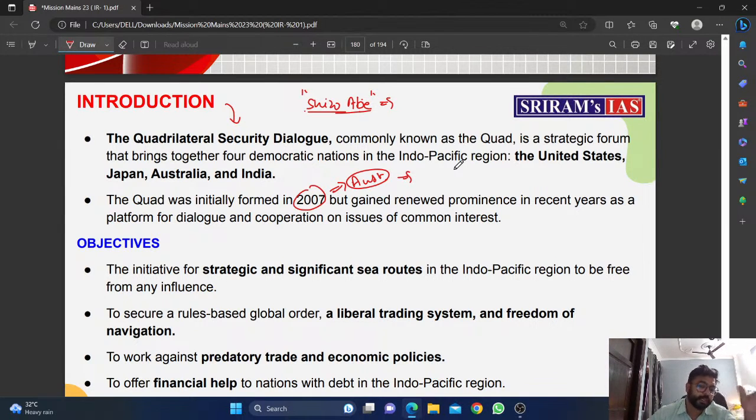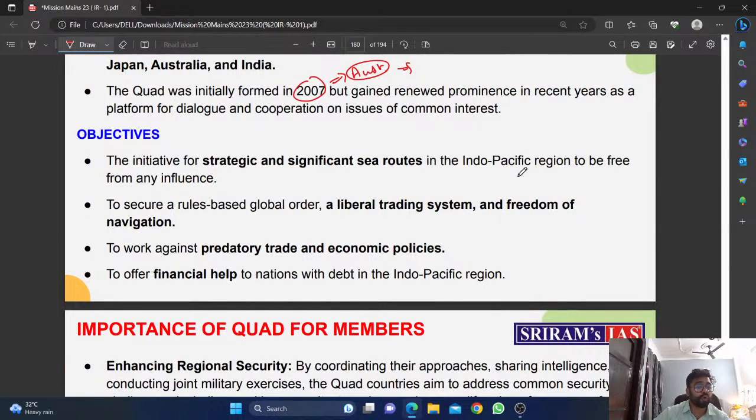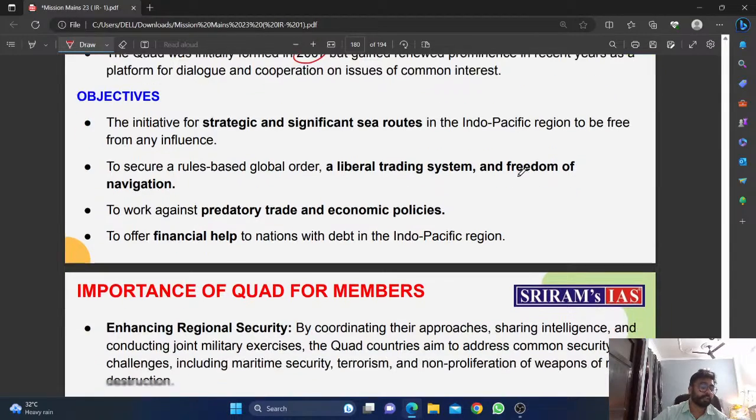ताकि चाइना यहां पर डोमिनेट ना कर सके और कोई कंट्री यहां पर डोमिनेट ना कर सके, सो दैट वी हैव अ फ्री मूवमेंट ऑफ ट्रेड हैपनिंग इन इंडो पैसिफिक रीजन। देन टू सिक्योर रूल बेस्ड ग्लोबल ऑर्डर, सो दैट अ लिबरल ट्रेडिंग सिस्टम एंड देयर इज अ फ्रीडम ऑफ नेविगेशन। ठीक है, एंड देन टू वर्क अगेंस्ट द प्रीडेटरी ट्रेड एंड इकोनॉमिक पॉलिसी, यानी ऐसे ट्रेड्स जो औरों को ट्रेड करने से रोकते हो, ऐसे ट्रेड को रोकना। एंड देन द लास्ट is to offer financial help to the nations with debt in the Indo-Pacific region.